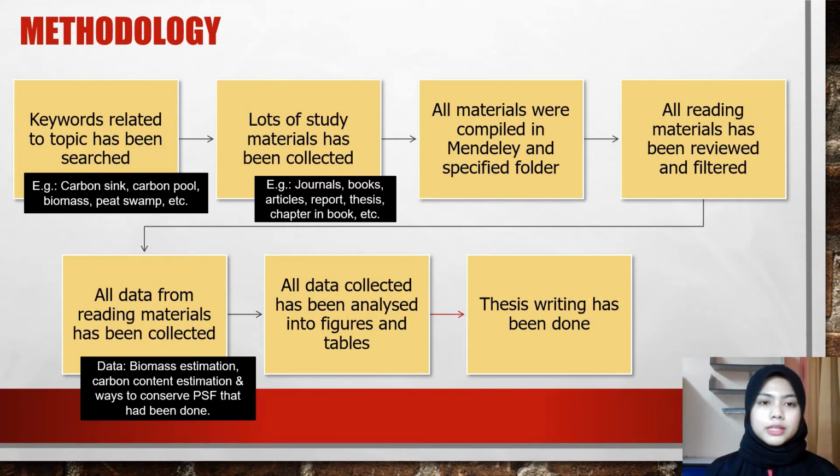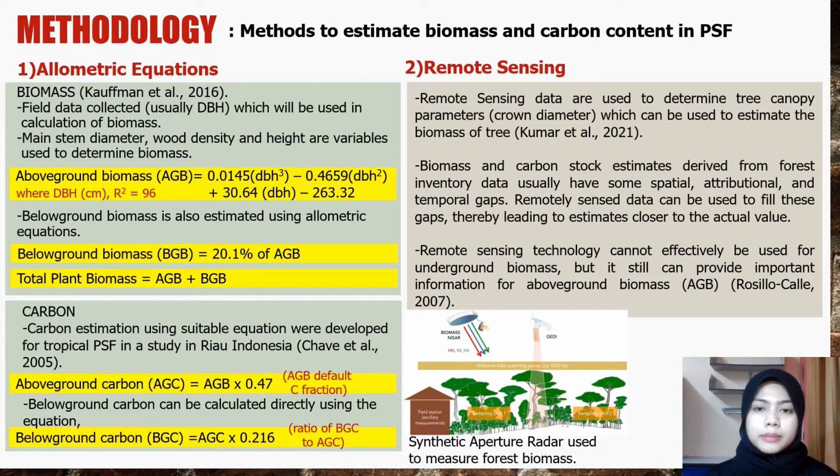For methodology, for now, I'm doing my thesis writing, which will be submitted at the end of June. There are two methods to estimate biomass and carbon content in peat forests. First is allometric equations and second one is remote sensing. These two methods are the most commonly used in most of the published articles that have been collected.